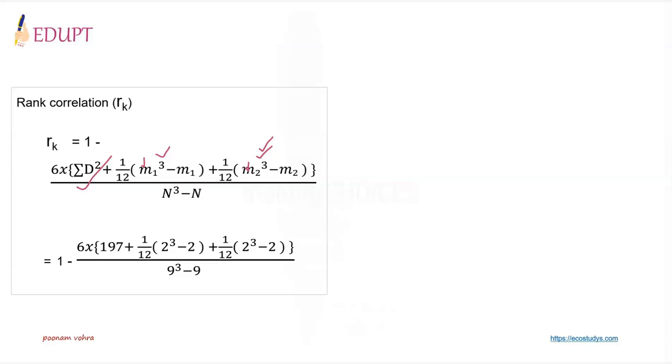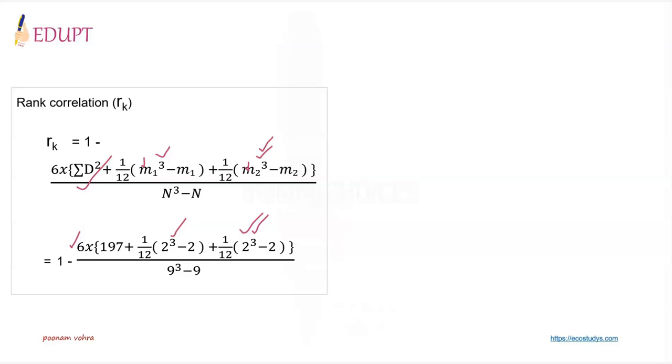So the expression would be 1 minus 6 into 197, that was summation of d square, plus 1 by 12. One value was repeated two times in the first series, so it is 2 cube minus 2, plus 1 by 12, 2 cube minus 2 for the second series, because in the second series also there is one value which was repeated twice, divided by n cube minus n.